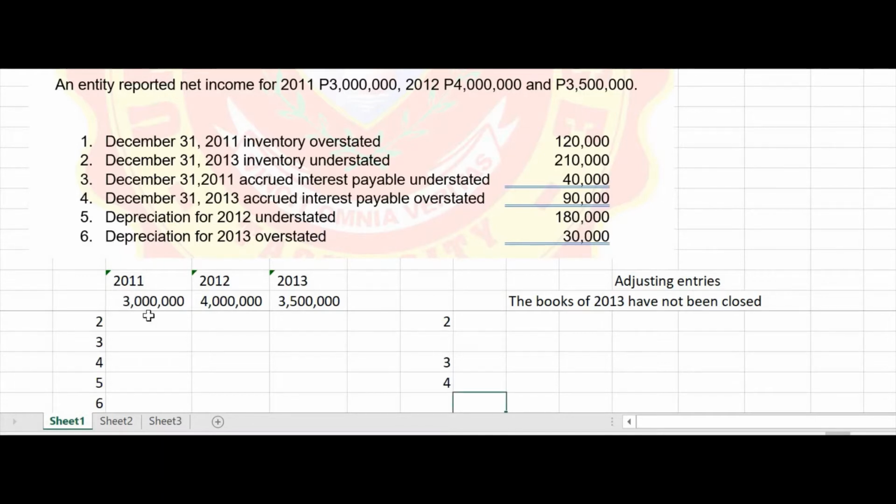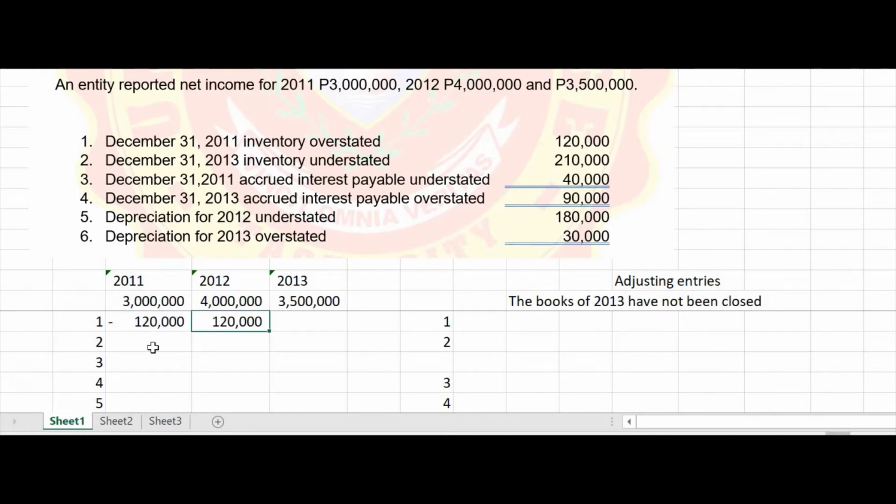Okay, so let's start with our first error. We have December 31, 2011 inventory is overstated. So if your ending inventory is overstated, of course, understated yung cost of goods sold natin, then of course, overstated yung net income. So since overstated yung net income for 2011, so we'll deduct 120,000, diba? Then since these are counterbalancing errors, if it's overstated in 2011, of course, it's understated for 2012.